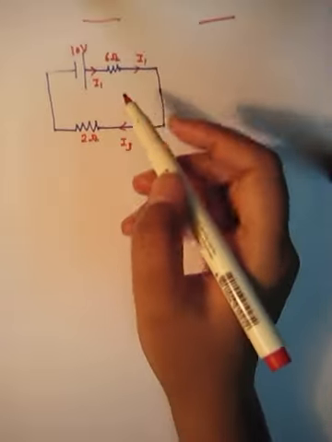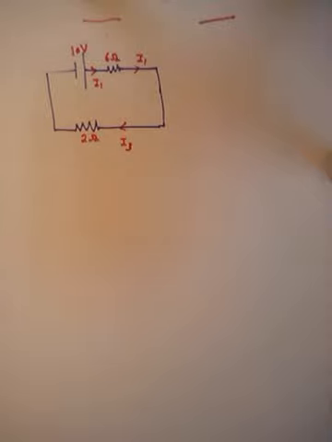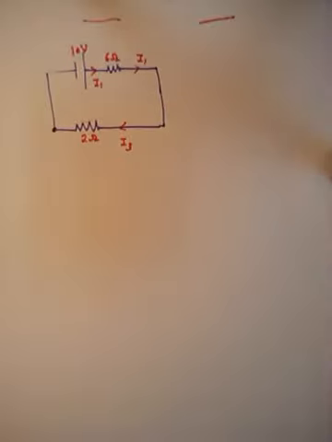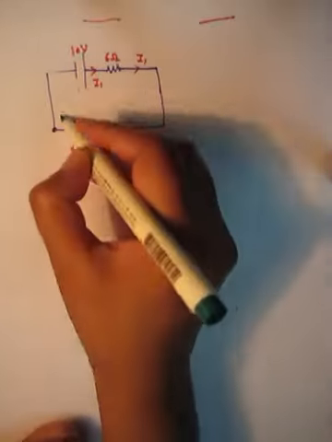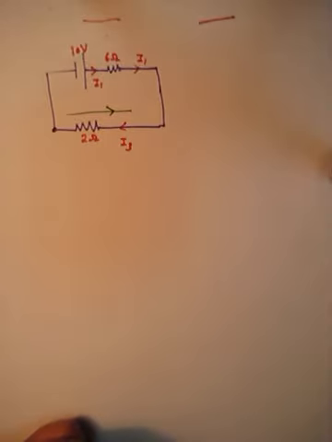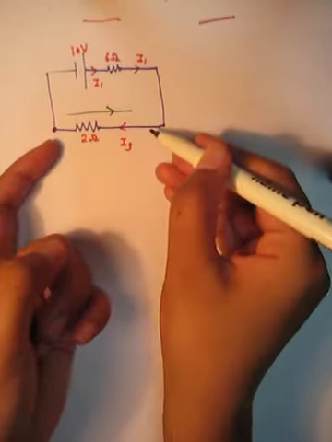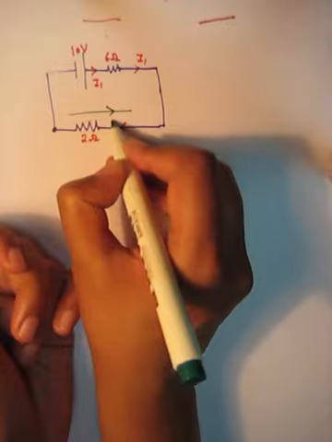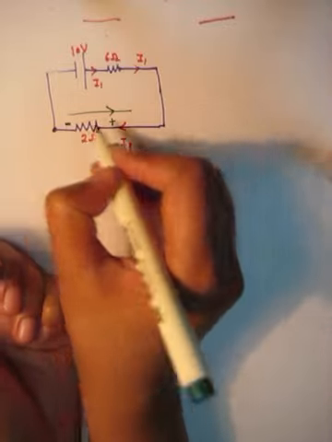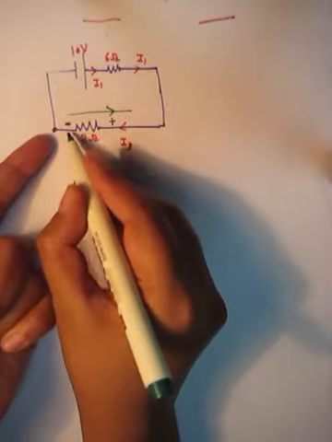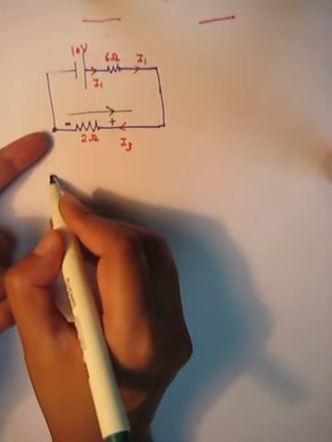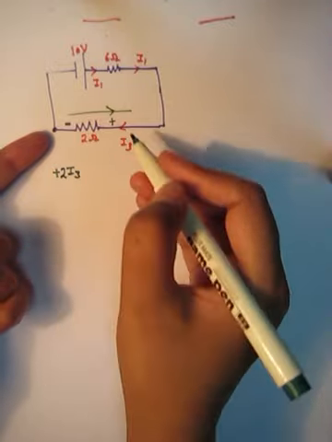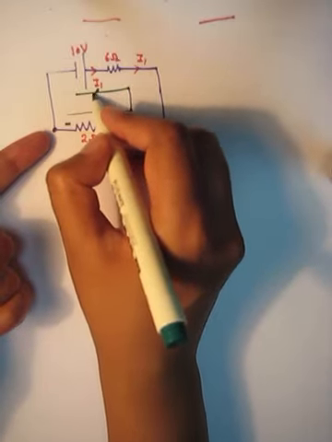Now, for this loop again, let us say that we are moving in a clockwise direction. You can move in any direction. So let's say that we are moving in this direction first, but the current is flowing in the opposite direction. So it means that the positive of the current is here, and negative is here. So we are moving from negative to positive. So it will be plus I3 plus 2I3. And then we move to this resistor.